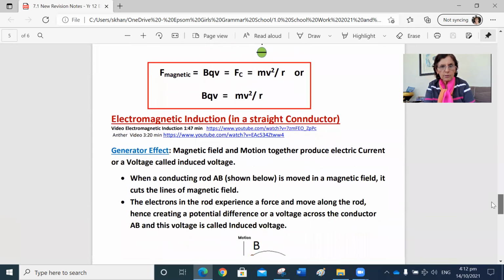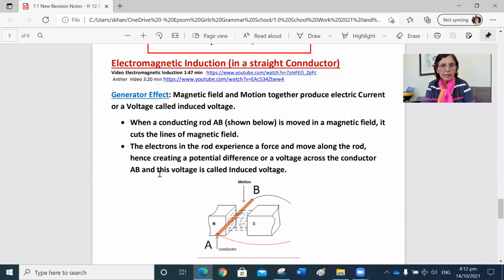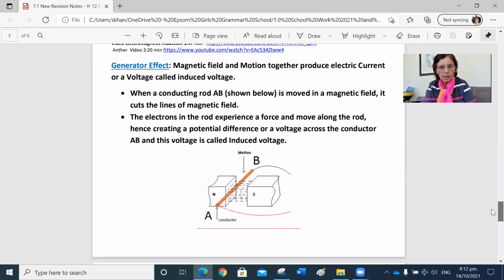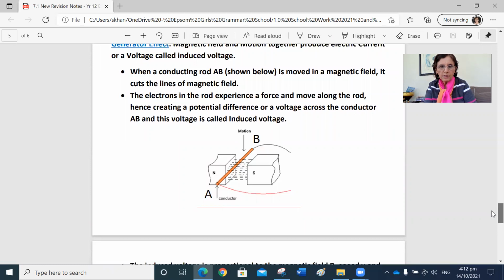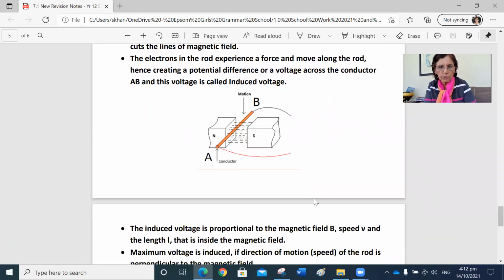Now, the last thing in this one is electromagnetic induction. Electromagnetic induction is opposite to the motor effect. In the motor effect, the current and magnetic field together produce motion. In the generator effect, electromagnetic induction is how current is produced, and current is only produced if there's a potential difference or a voltage. So therefore, it's called a generator effect. If there is a motion or a force, and there's a magnetic field, then it will create a current. And because it doesn't come from a battery, it will be called an induced current or induced voltage.